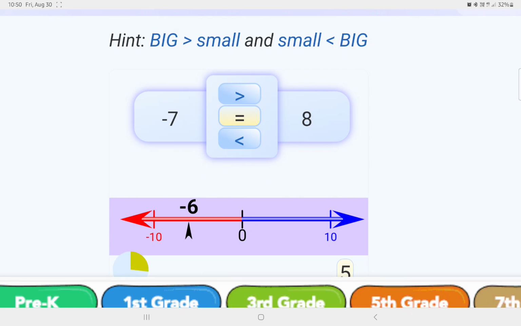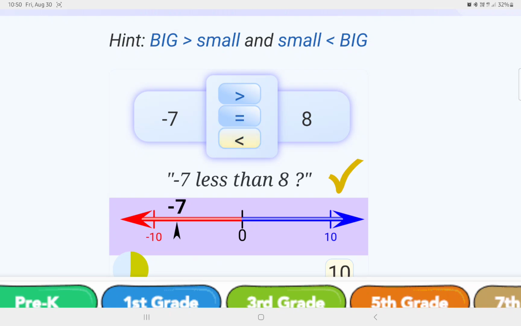Negative 7 compared to 8. As you can see, 8 is in this position of the number line, right? And then negative 7 is here. So, technically, which one is greater? Which one on the right side of the number line would be greater? So, technically, you'll put negative 7 is less than 8.